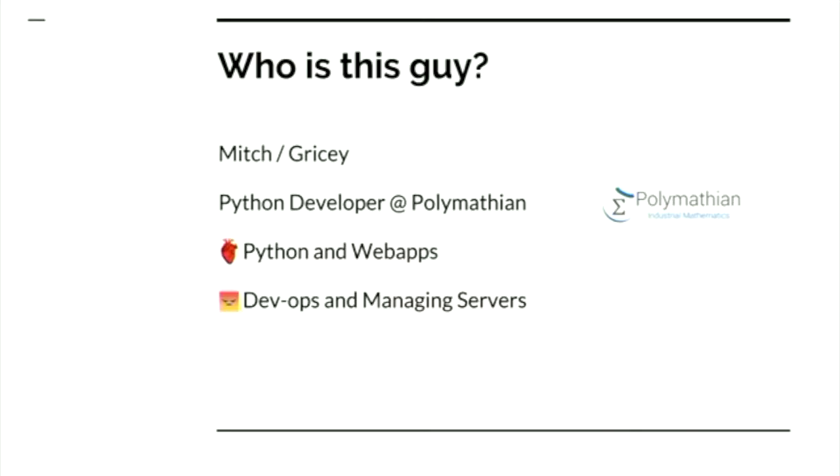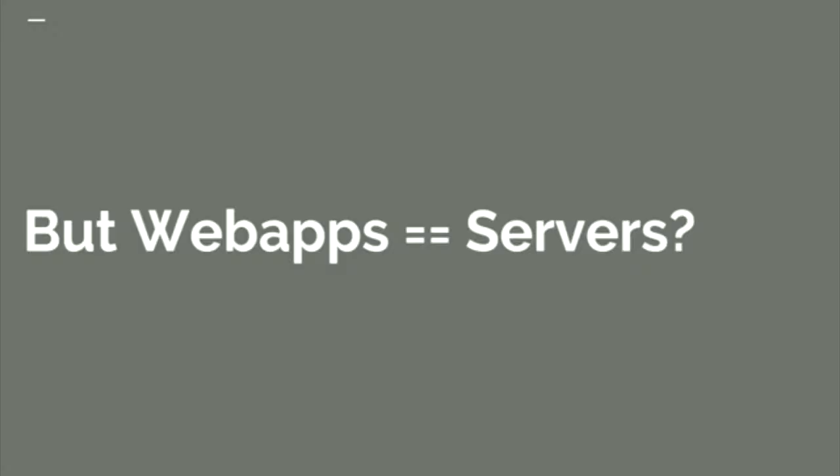So who am I? I'm Mitch Grice. I really heart web apps and I really heart Python, but I angry-face DevOps and I angry-face managing servers. And usually they go hand in hand, right? If you want to make a web app, you have to put it on the web, and the web is a collection of servers and clients.